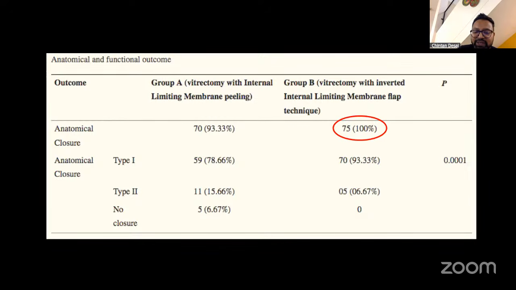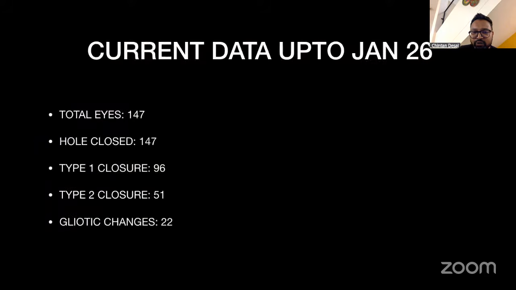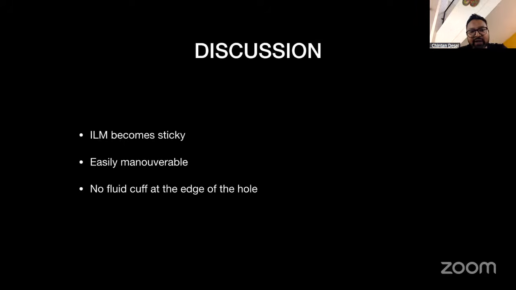Comparing it to the original study where PFCL was used for peeling, they also had a 100% closure rate compared to 93% in the other group. And this is the current data which has been extended up to 2026. So till now we've operated 147 eyes with this technique, and all of them have closed, and the gliotic changes or anything have not been significant.